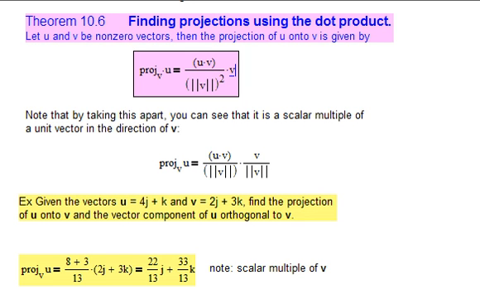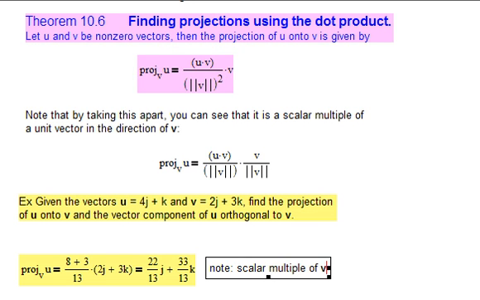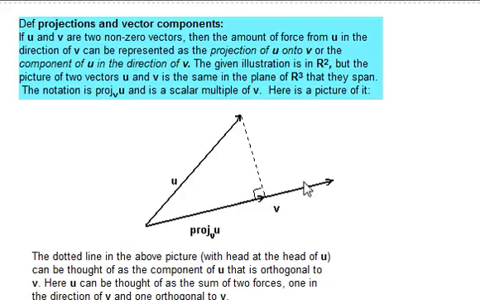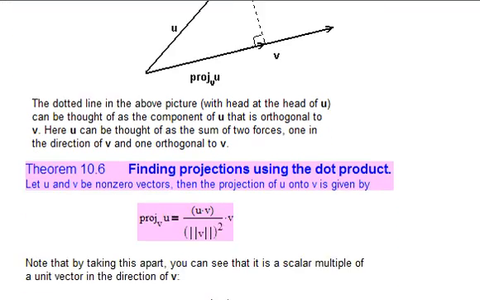Note, this is just a scalar multiple of vector v, because it's something like this. See, this is vector v, this is the scalar multiple of v we just found. How much of vector u is in the direction of v?